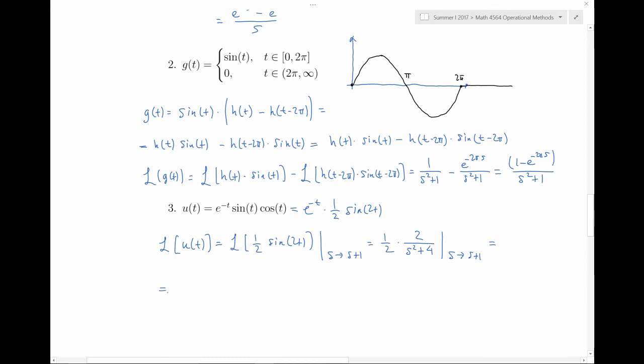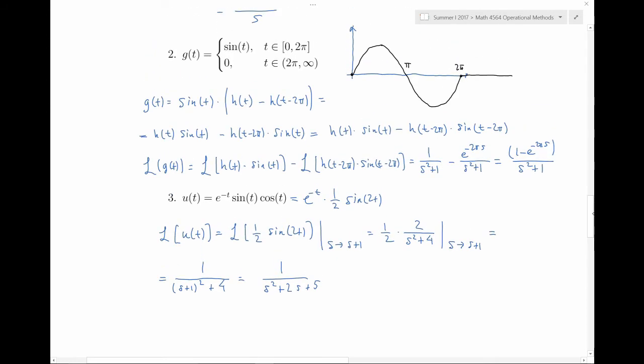So this becomes, well, 2 and 1/2 cancel each other out, becomes 1. Then s changes into s plus 1 squared plus 4. So this becomes 1 over s squared plus 2s plus 1 and plus 4, so plus 5. And that's the Laplace transform of this function. For the first homework, you will have to do something similar to that. You can use the definitions, you're more than welcome to use the definitions, but I'm pretty sure it's going to be a lot easier if you use these shifting theorems to solve the problems.